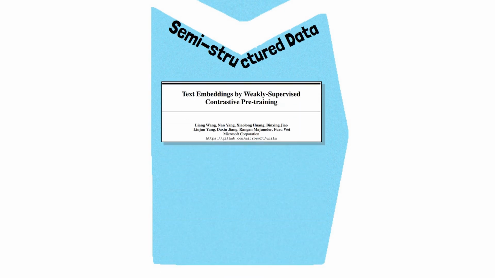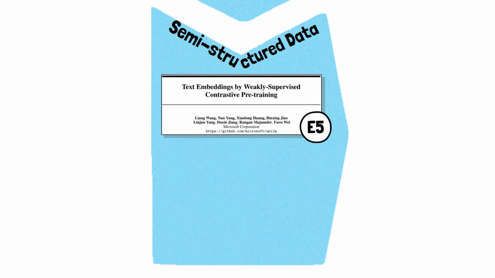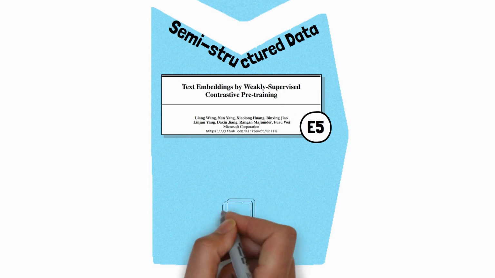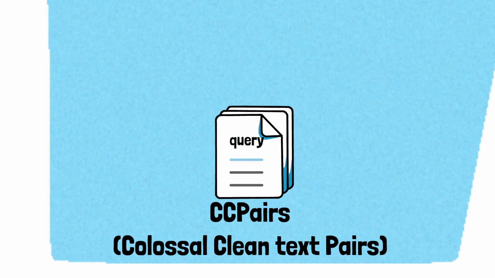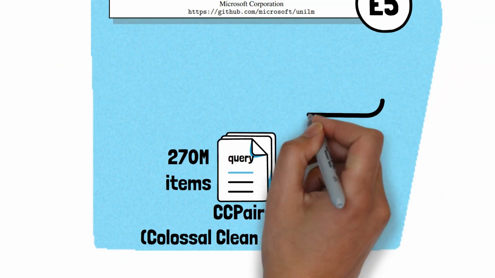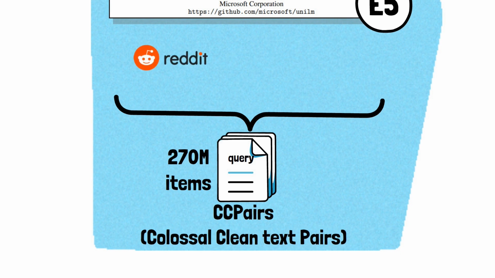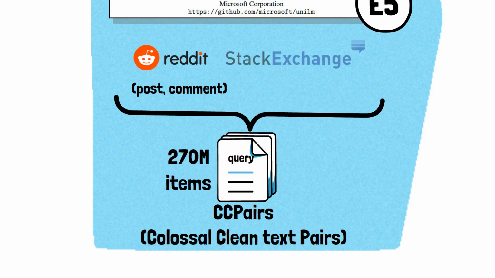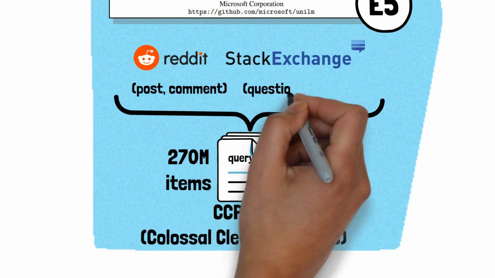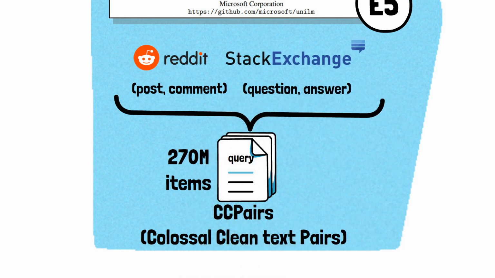Another approach involves working with semi-structured data. For example, researchers at Microsoft trained the E5 embedding model by curating a dataset called CC pairs. This contains pairs of queries and passages relevant to the queries. These pairs are built from diverse sources, such as Reddit, where a comment is a direct response to a post, and Stack Exchange, where the upvoted answer is a high-quality response to the question.